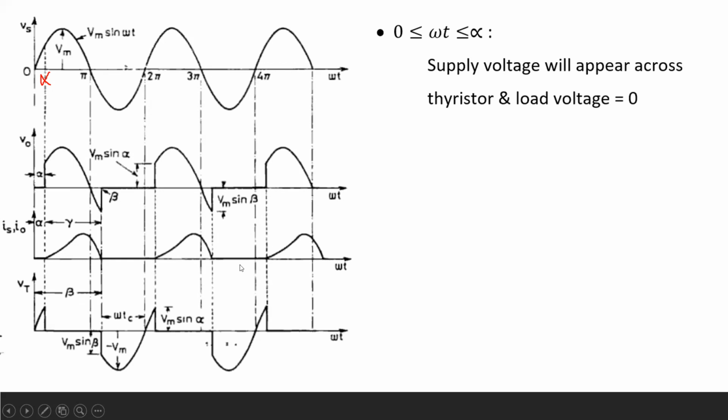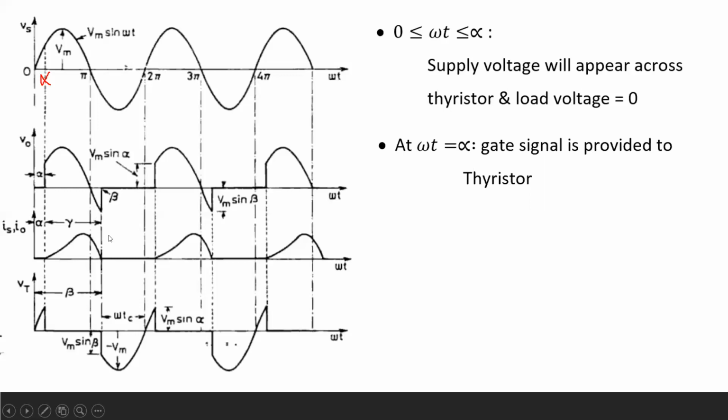Okay, but as the current is rising slowly, it will not achieve its zero position instantly, right? It will take some time. So we can see this from the waveform. At omega t equal to pi, the output voltage is zero. Okay, but there is current in the circuit. Okay, so the thyristor is still in the on condition.